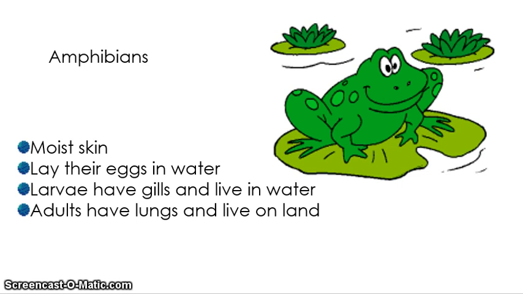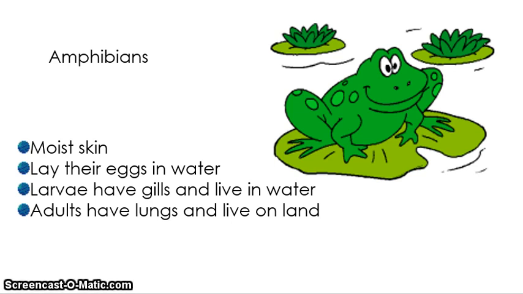So amphibians, for example frogs or toads, they have moist skin, so their skin has got moisture on them. They lay their eggs in water, so when they reproduce their eggs are laid in water, and the larvae, which is the young of their species, have gills like fish do, and they live in water. But then the adults have then got lungs and live on land.